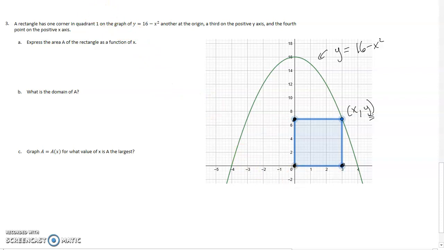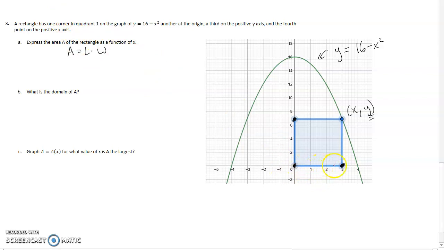It says express area as a function of x. So let's think about what type of graph we have. Area is equal to length times width. This looks like a square. It's some sort of rectangle. We're not sure if it's exactly a square. Actually, I know it's not because this goes up to around 7 and that's 3. This graph's kind of skewed a little bit in terms of our dimensions. But we have area is equal to length times width. Let's see if we can figure out what this length and width are.